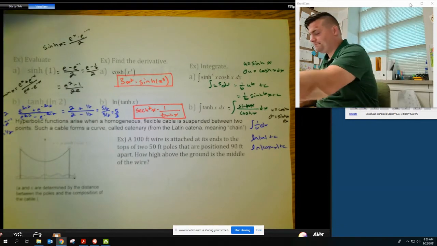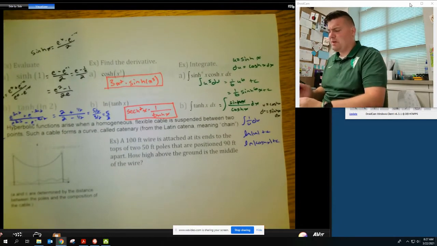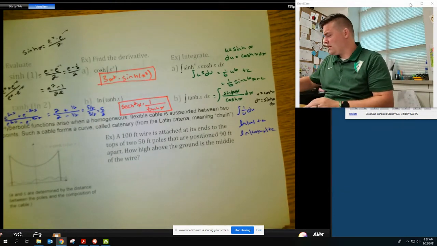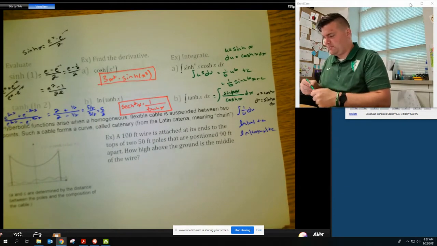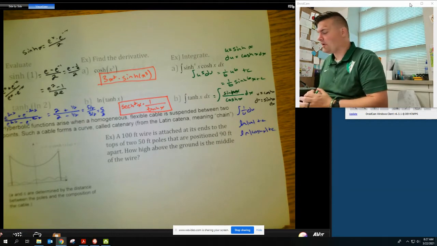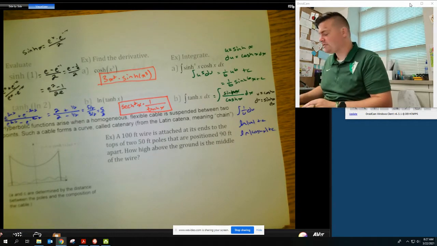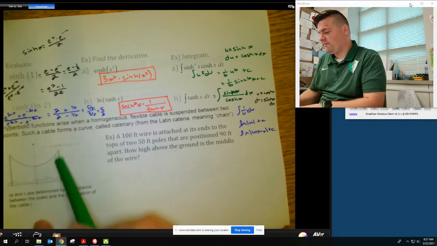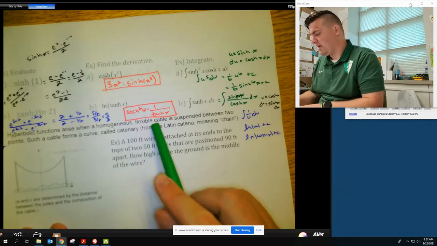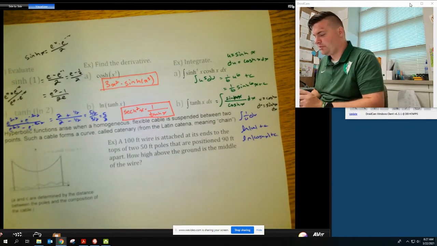All right. So those are just the basic properties, just to kind of get you familiar with these. There is actual usefulness in real life. Like, why do these exist? Like, what kind of person thought of this? Just to torture us? Now, hyperbolic functions arise in flexible cables when they're suspended between 2 points.